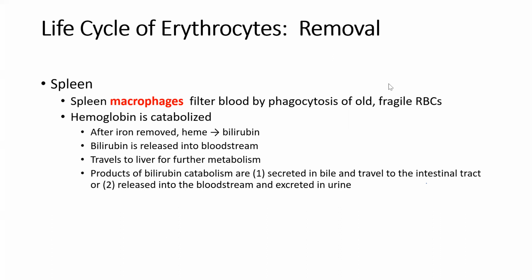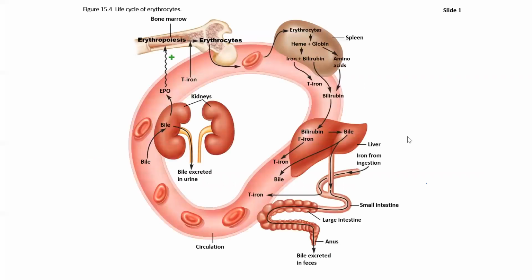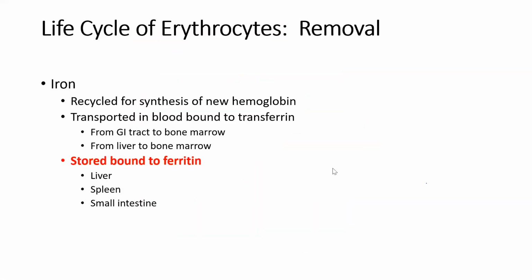Okay, so let's sort of illustrate that. All right, so let's speak about what happens to iron. So iron, we said, can be recycled or repurposed to make new hemoglobin. So there are two forms by which we can do that. We can transport it bound to transferrin. This is called T-iron, and this goes from the GI tract back to the bone marrow or from the liver back to the bone marrow.